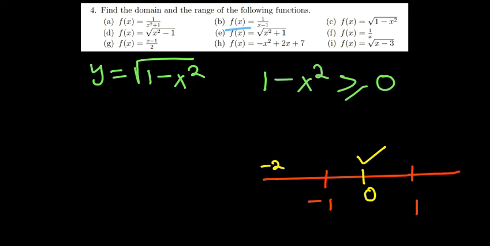So the expected domain is negative 1 is less than or equal to x, x is less than or equal to 1. We only expect our values to be between negative 1 and 1 if we are to maintain a positive value or equal to 0 under that square root. Okay, so we found the domain.